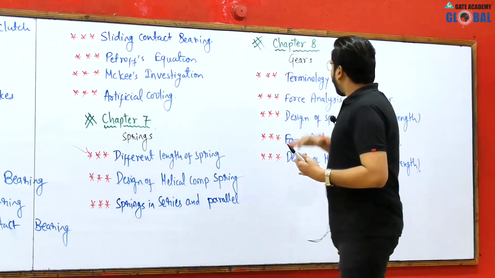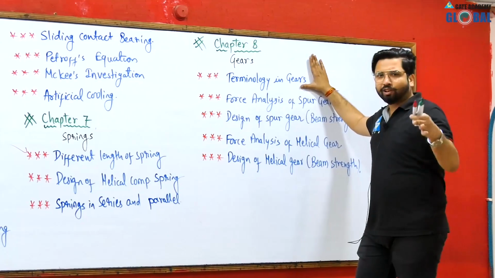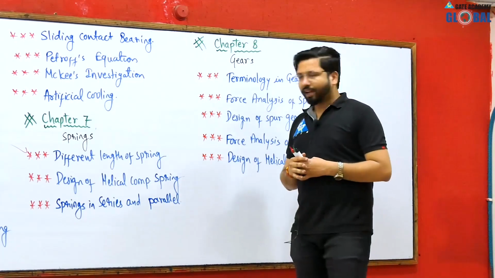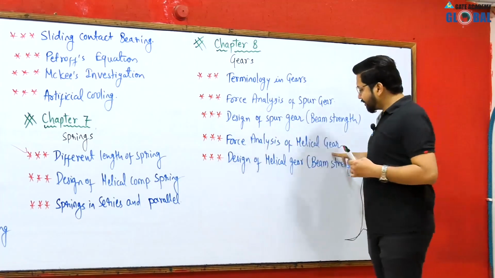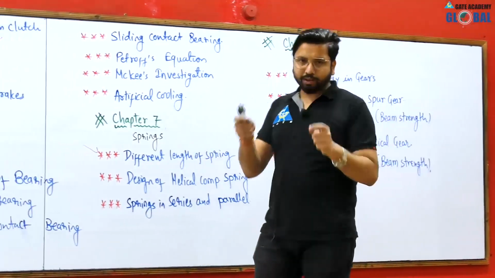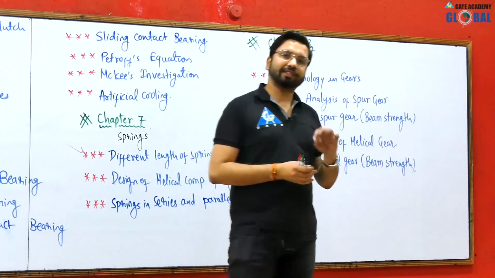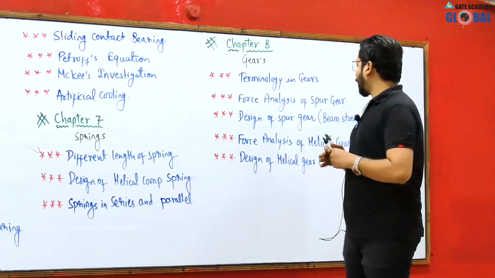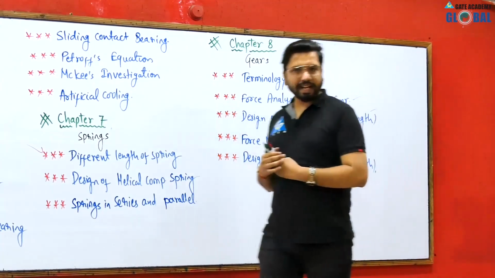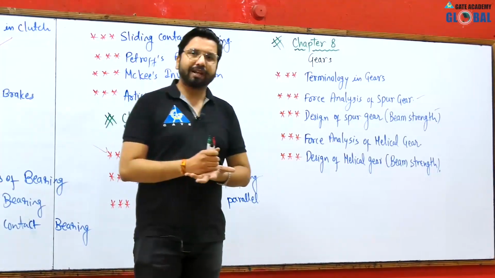In the design part, I will first tell you the important terminologies which will also be part of theory of machines. Then we will see the force analysis on spur gears, and also for helical gears. Then we will see the design of gear tooth for their beam strength. The beam strength is a very important topic, and the force analysis is a very important topic. So I will be telling you about the force analysis and beam strength of the spur gear and helical gear, and then we will do some questions based on the same topic.